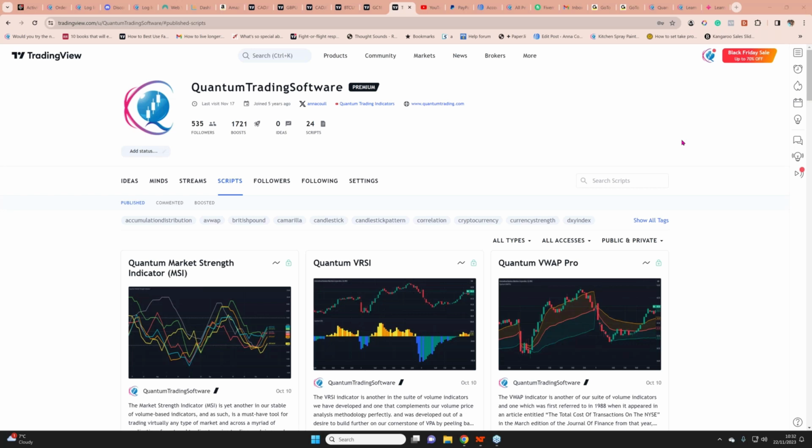So these are the three new indicators: the market strength, the VRSI, and the VWAP Pro. And in addition to that, they are also on NinjaTrader, so the same applies there.